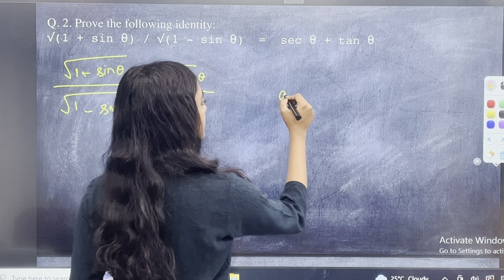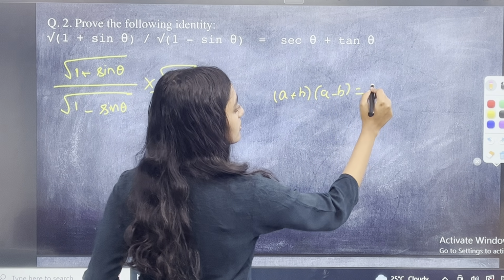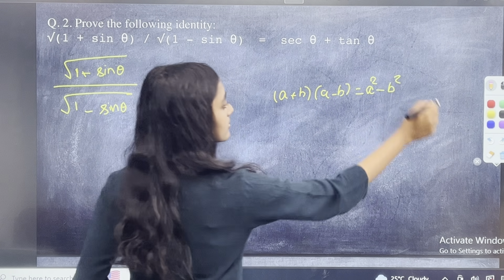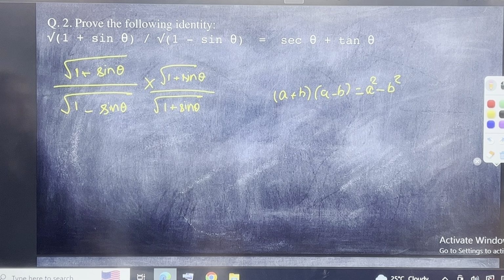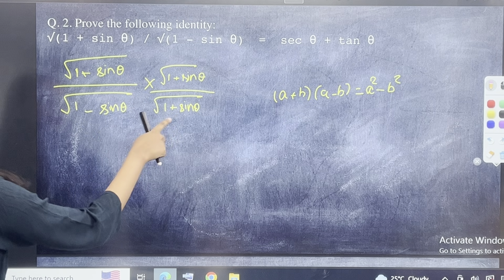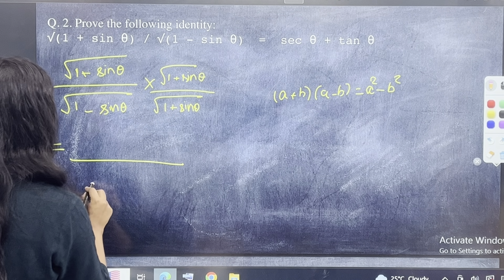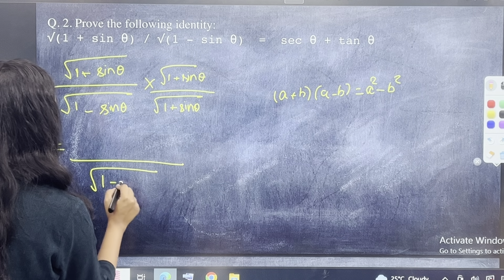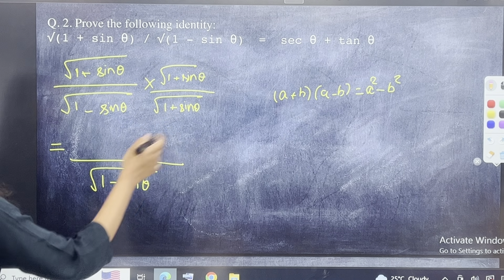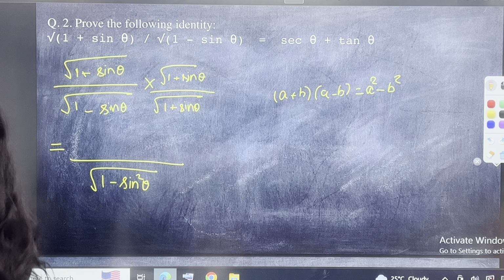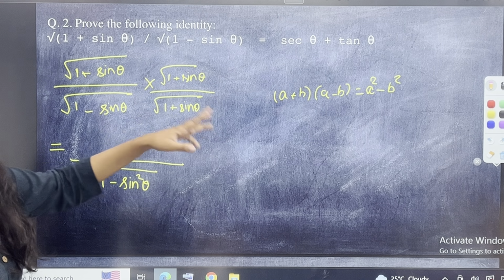So I will say that since (a plus b) into (a minus b) is equal to a square minus b square. You know that, right? So since it is like that, (1 minus sin theta) into (1 plus sin theta) is root over 1 minus sin square theta, rather, sorry. A plus b into a minus b is a square minus b square, and the root remains as is. And then you have root over 1 plus sin theta into root over 1 plus sin theta.